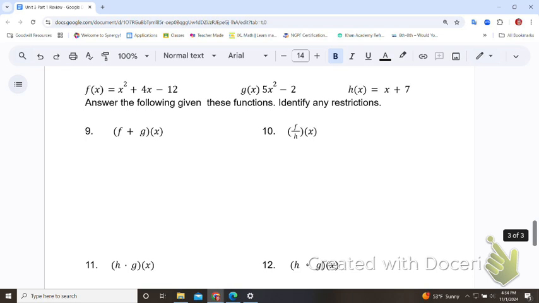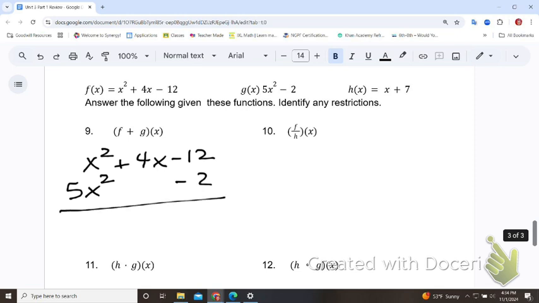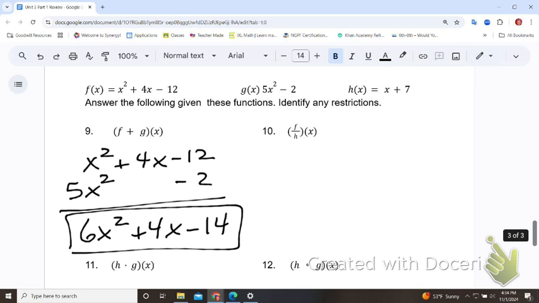So here we go. The first one just says f plus g. So it's just addition. So we are just going to be combining like terms. Personally, I probably would write x squared plus 4x minus 12. And then I'm going to add g to that. So I'm going to put 5x squared and minus 2. And then put them in some columns. They don't have to be in columns. You could just look up top and combine your like terms. But it is very much just combining like terms. All right, so that is what f plus g of x is equal to.